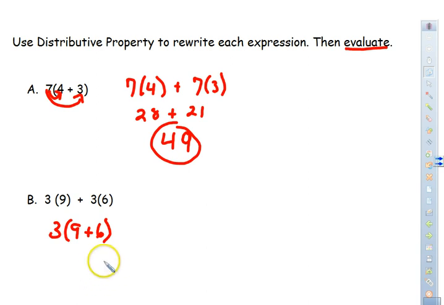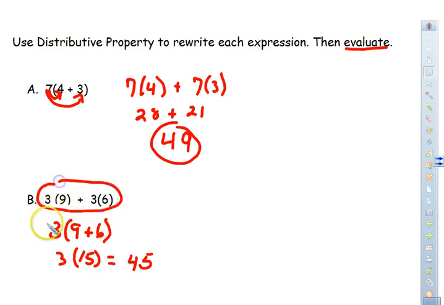Okay, and you can do that, and then to solve this particular problem, you would be taking 9 plus the 6, which is 15, times the 3, which then equals 45. But that's the reverse of distributive property. They already had it distributed for you right here, to where you would take 3 times 9, which is your 27, plus the 3 times 6, which is 18, and then add those together to get your 45.